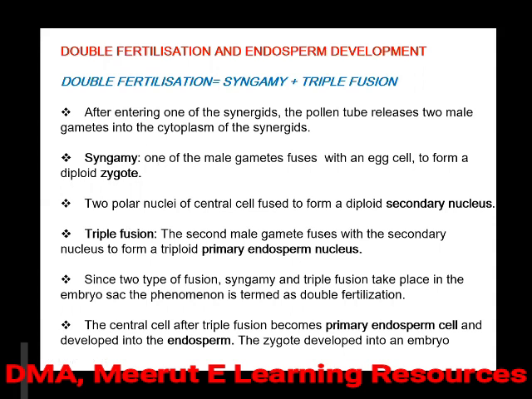Double fertilization is seen in angiosperms. If we talk about gymnosperms, double fertilization is not seen. There we can see endosperm, but that is haploid because it is formed before fertilization. But in case of angiosperms, endosperm is formed after fertilization.